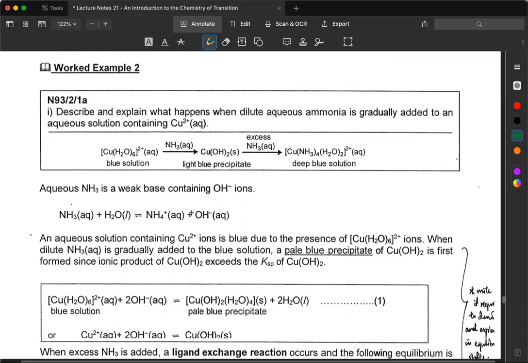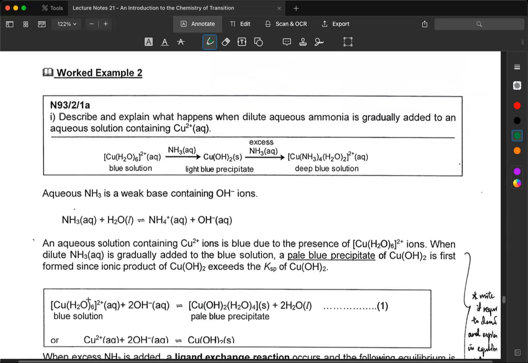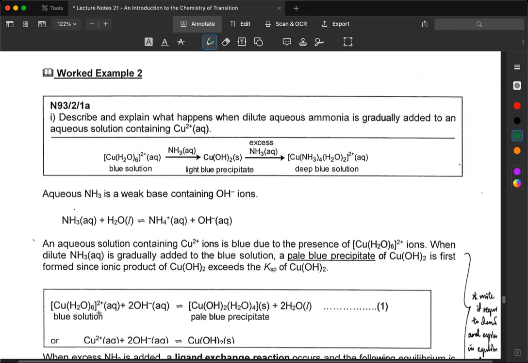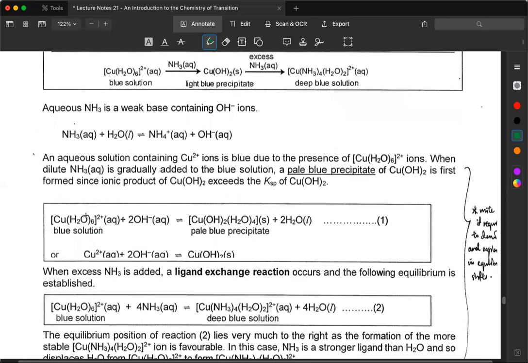The aqueous solution containing Cu2+ is blue because of the aqua complex. When you add aqueous ammonia, a blue precipitate of copper hydroxide is formed first, since the ionic product of copper(II) hydroxide will exceed the Ksp. So this is how you explain it. To explain a precipitate, you need to mention Ksp. A precipitate is formed when the ionic product exceeds the Ksp. You also need to understand where the OH- comes from: the dissociation of ammonia in water. So the first process is this OH- replacing the H2O to form this first. Or you can just simply write this.